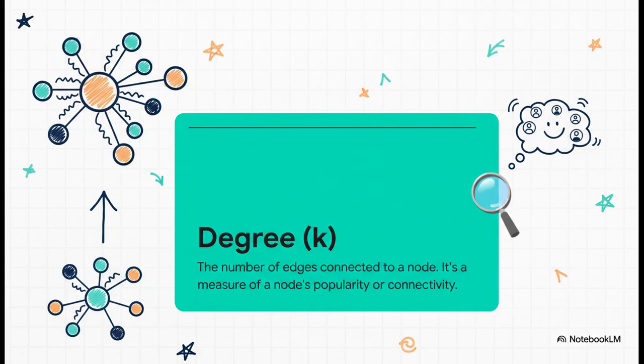So, you've got all these nodes. How do you figure out which ones are important? Well, the most basic way is to check its degree, which we usually write as the letter k. It's literally just counting the number of lines touching that dot. A node with a high degree is super connected. You could think of it as being really popular.